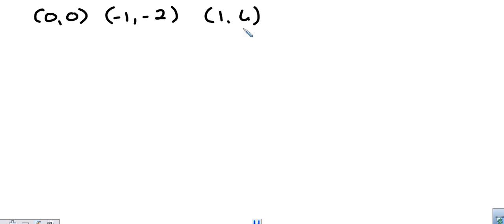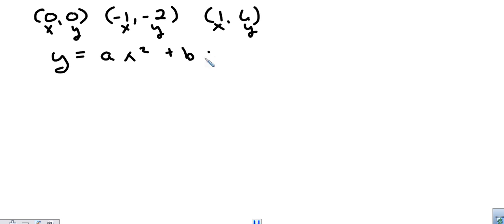Well, first of all, let's make sure we understand that this is x, this is y, this is x, this is y, this is x, this is y. We've got 3 sets of data where we have an x coordinate and a y coordinate. And we're looking to find that equation in standard form. So y equals ax squared plus bx plus c. Well, what we don't know at this point are a, b, and c. We've got 3 separate values for x and y. So we can find this model by setting this up as a system of equations.